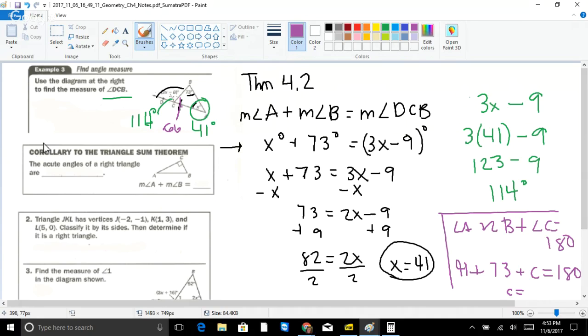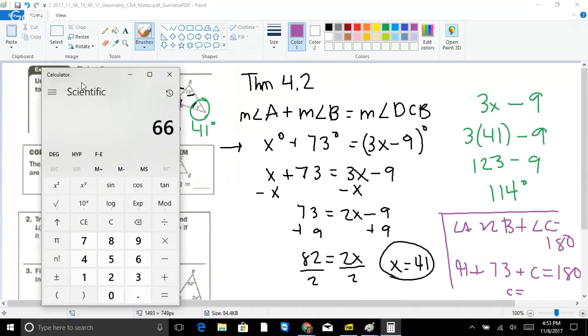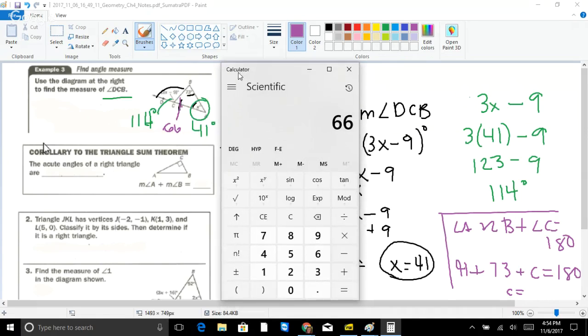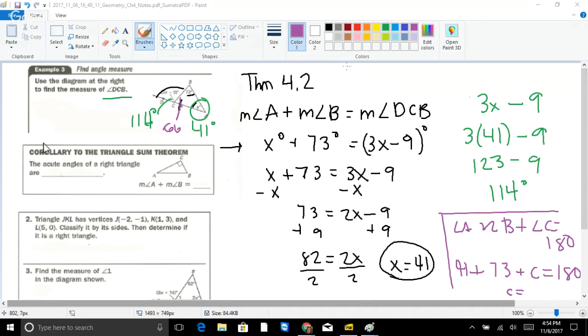Well, now if I look at my exterior and my interior angle, 114 plus 66 should also be 180 degrees. So let's maybe scoot the calculator over. Okay, so now I've got my exterior angle of 114 degrees plus my interior angle of 66, and that is 180. That's how we would do that.